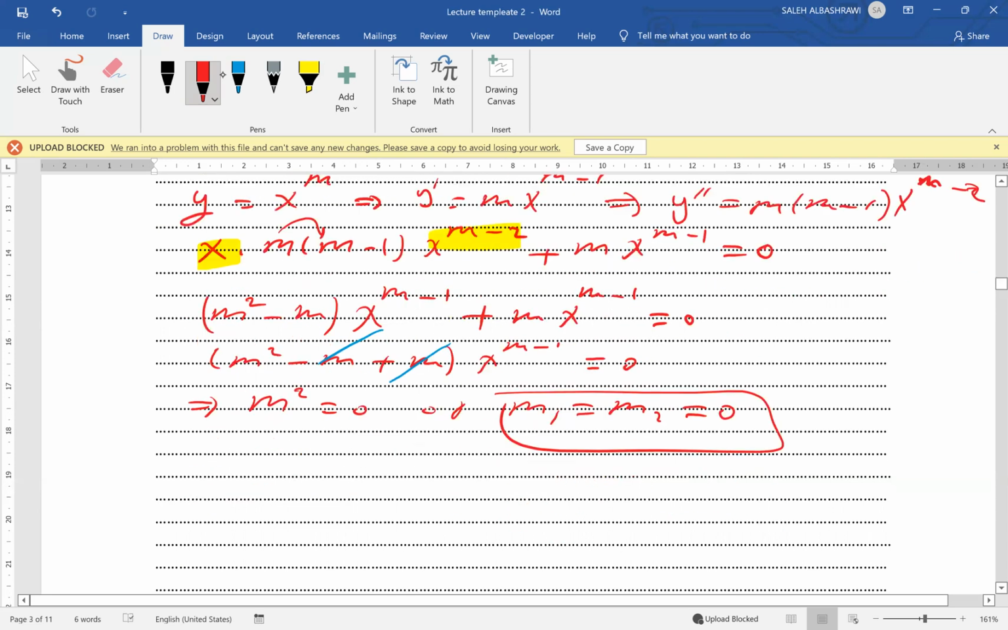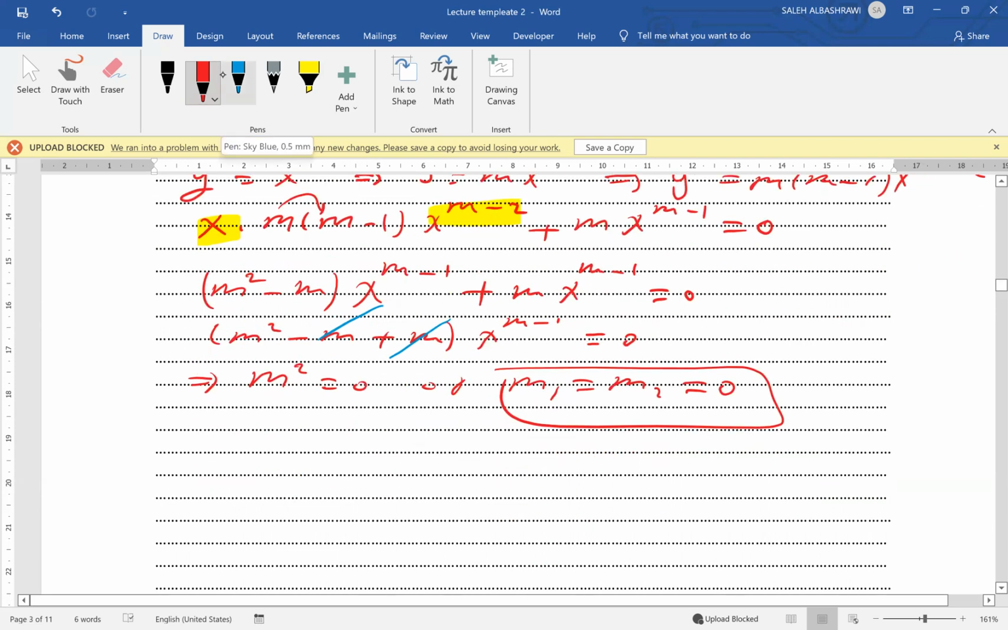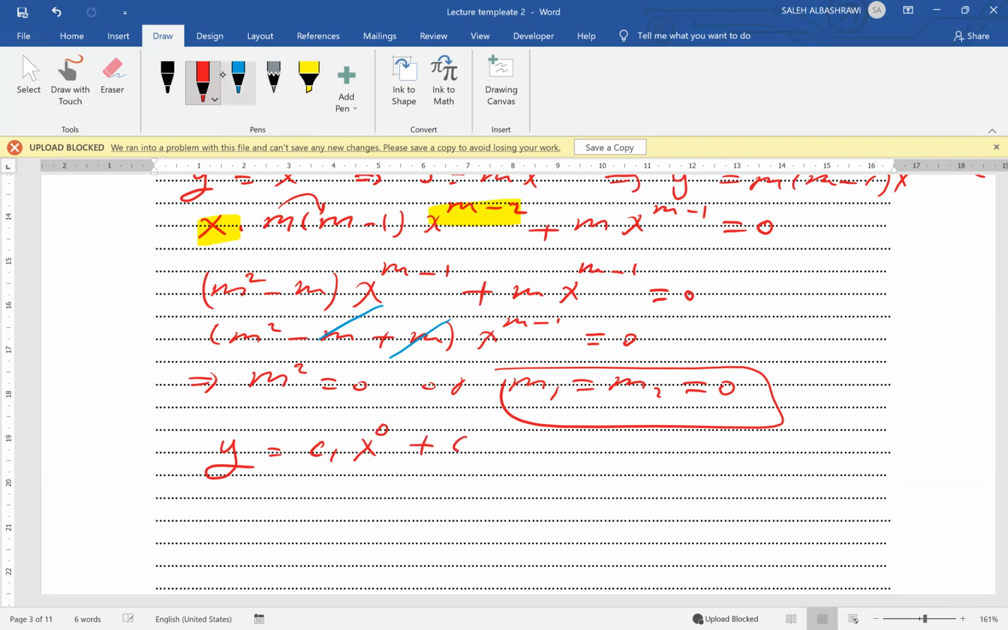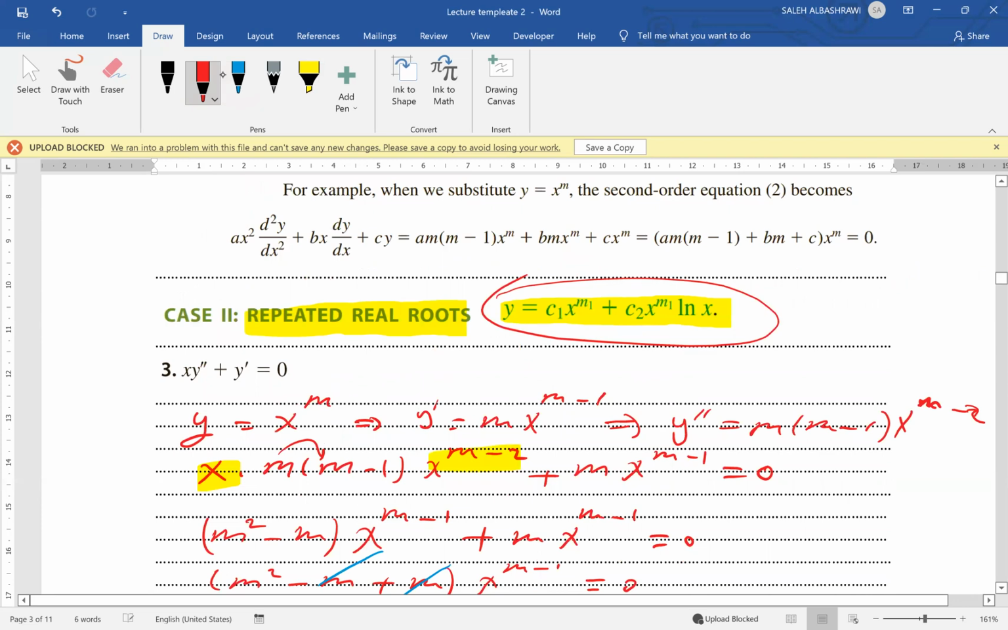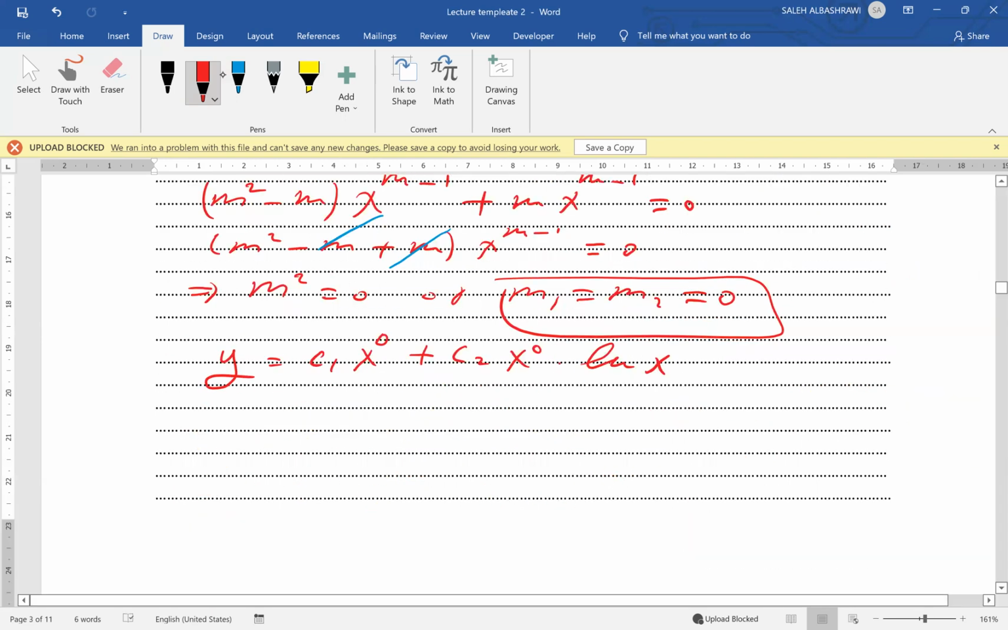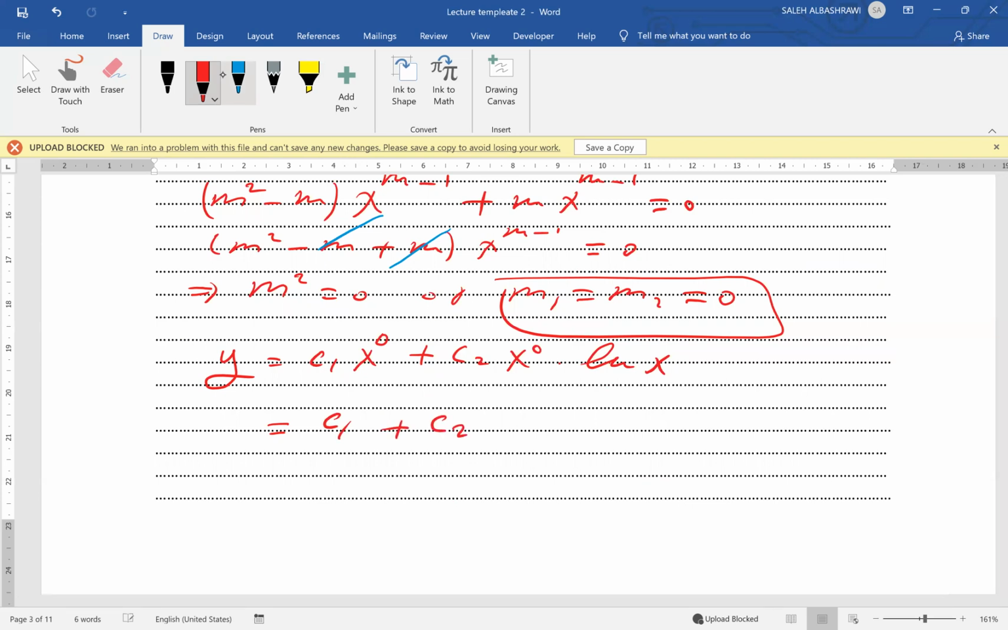So the solution now for this one will be y equals c1 x to power 0 plus c2 x to power 0 multiplied by ln of x. If we go back to see it, it is this form: if we have repeated roots, it will be c1 x to power m plus c2 x to power m ln of x. Because m is equal to 0, the general solution will be c1 plus c2 ln of x.